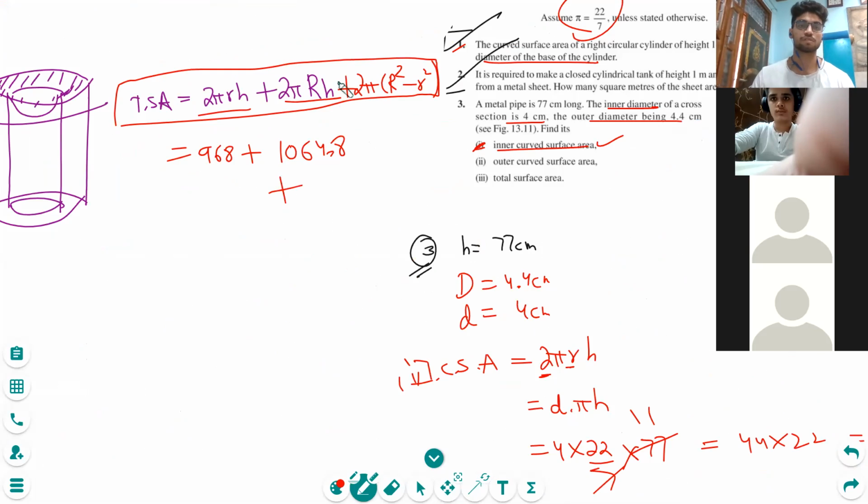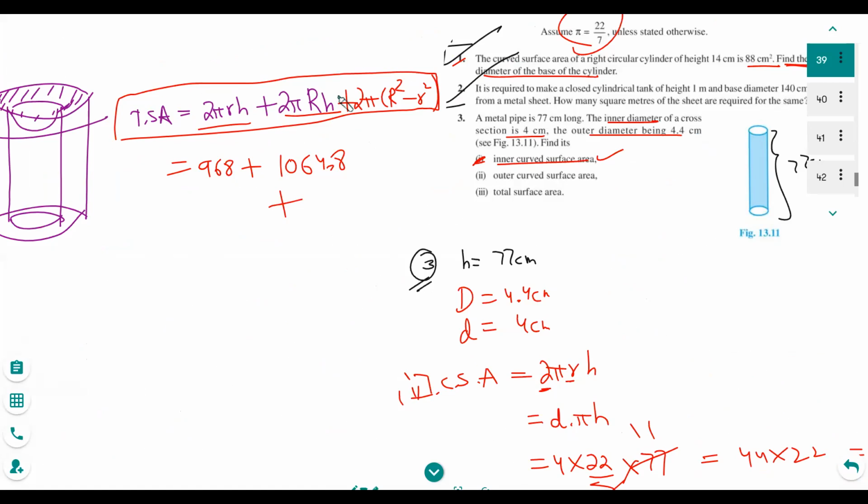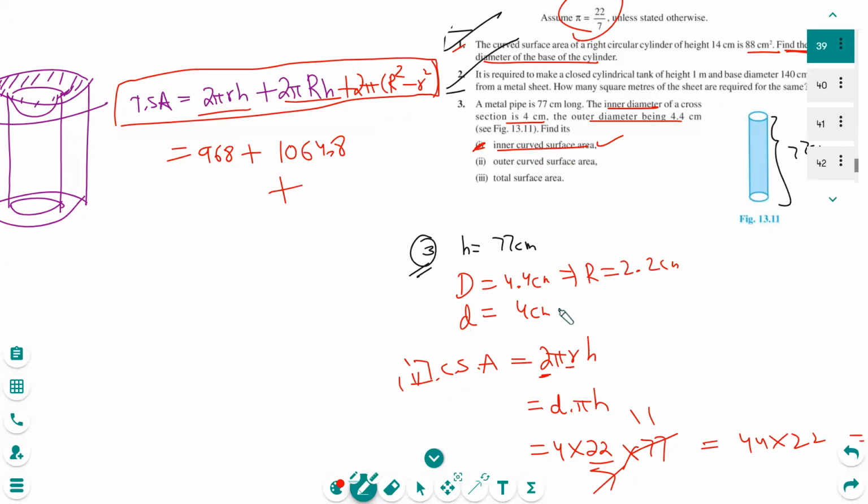I'm waiting for your answers. I won't do the calculations for you. You have to do the calculations. So how can I get my capital R? Here will be my capital R, just half this thing. Here will be my small r, just half this thing. Now you can put the values. Pi is 22/7. Calculate it on your own.